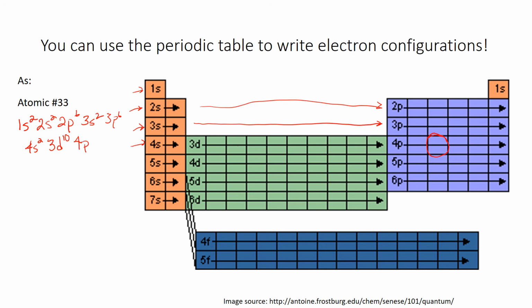Okay, and my element circled in red there is 1, 2, 3 spaces over. So that's 4p3. And that is the electron configuration for arsenic.